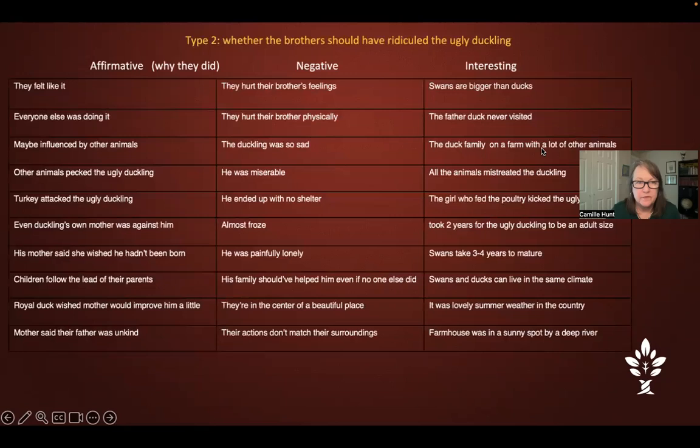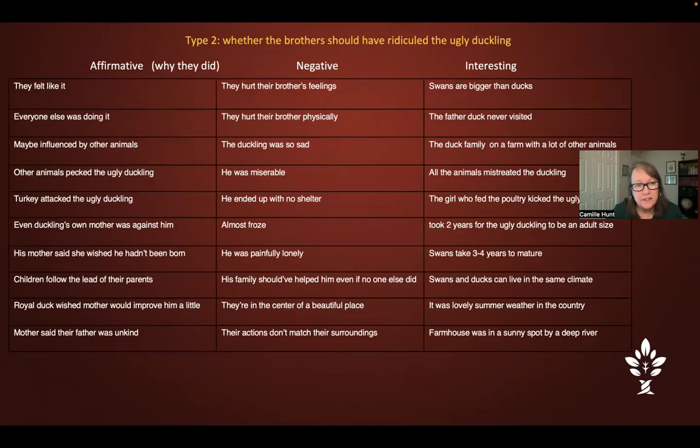And then here's the Annie. The issue at the top: whether the brothers should have ridiculed the ugly duckling. Affirmative, negative, interesting. Again, why they did, maybe not why they should have. The brothers felt like it. Everyone else was doing it, maybe influenced by the other animals in the farmyard.